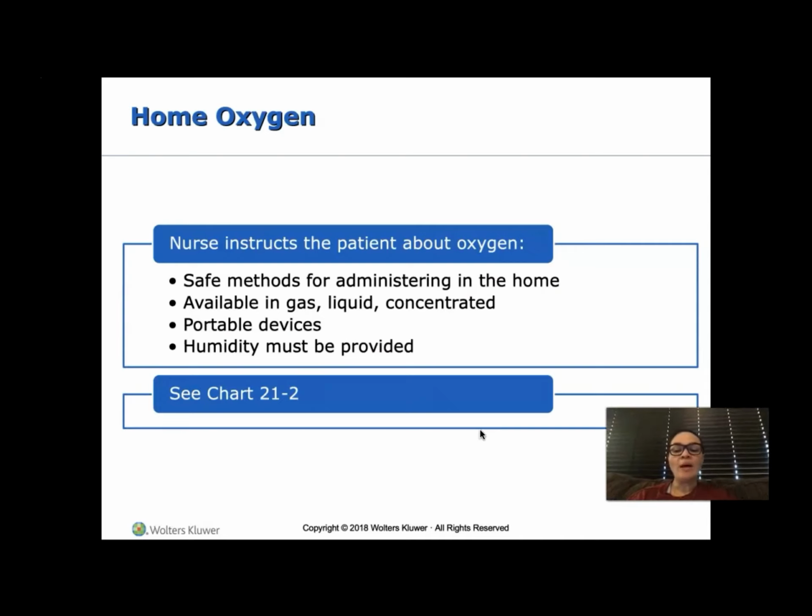All right. Home oxygen, you know, some patients are on it lifelong. Some patients are on it temporarily. That's all I'm going to say here. This is very remedial, so we're going to go on.